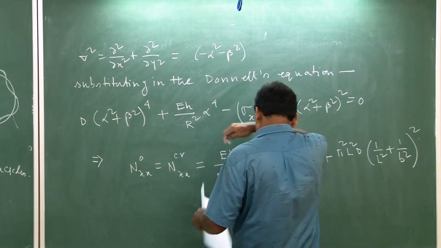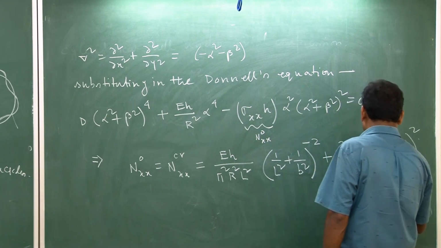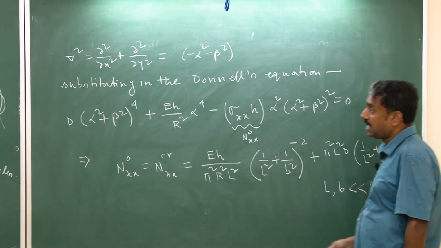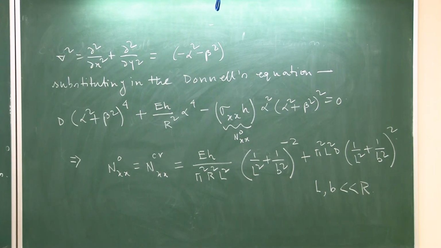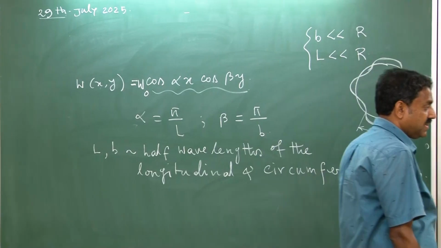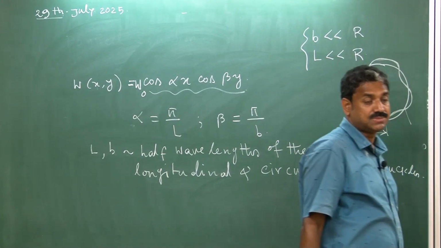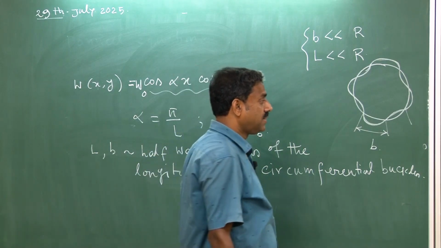Please note that these are all shallow shell theory, so L and B are very, very less than R, okay. Sorry, it's not L and B very, very less than... it's that the half wavelengths are much, much smaller than R. That's the shallow shell assumption based on which Donnell's theory is derived, right.